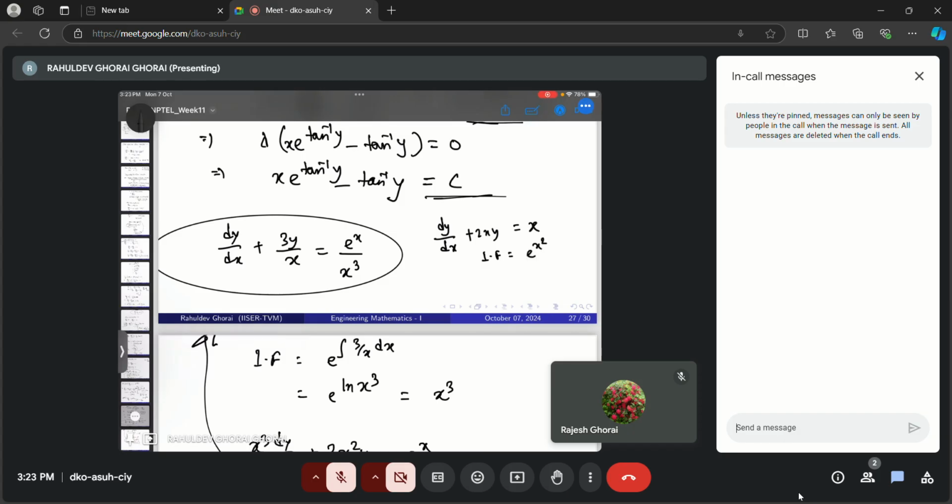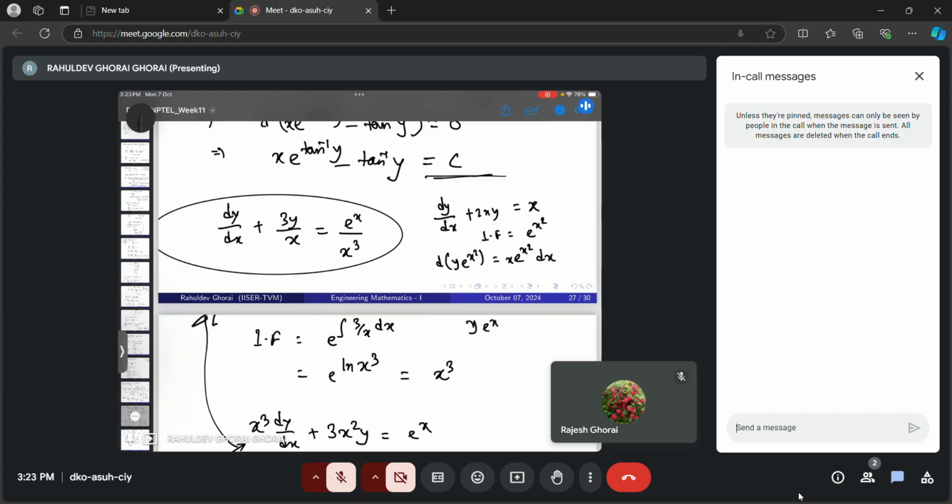e to the power x square will be the integrating factor, and then you can write d of y times e to the power x square is equal to this e to the power x square times x dx, right? Now if you take the integration, y times e to the power x square will be the integration of 1 by 2 times e to the power x square times d of x square, right? So if you do that, this will be half e to the power x square only, plus c, right?